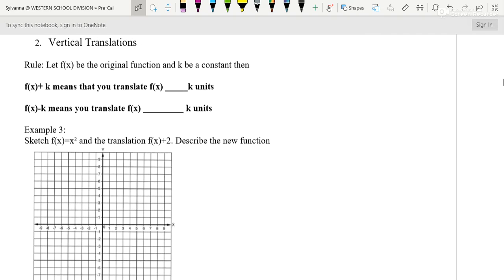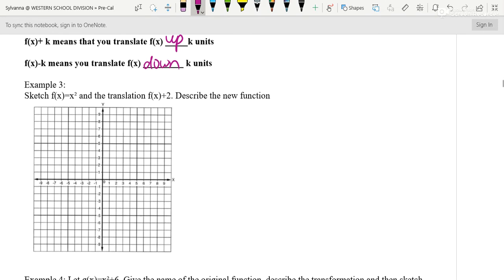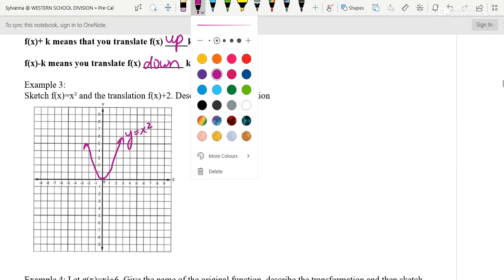All right, so for our vertical translations, this one you don't have to think about the opposite. When this says plus k, that means you're actually going to go up. And if it's minus k, then you're going to go down. So again, we're going to use x squared as our example here. So that's y equals x squared. And then now I want to translate 2 up.